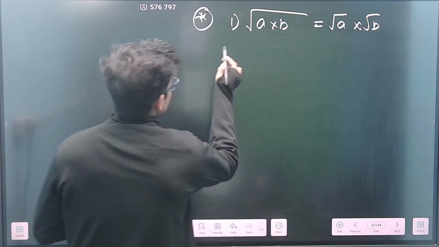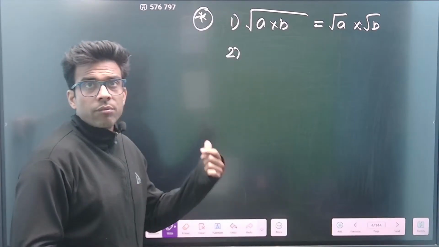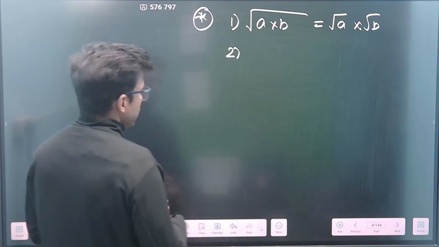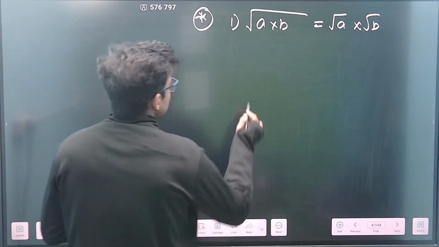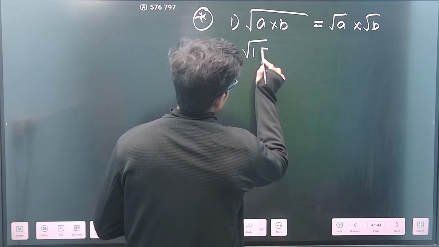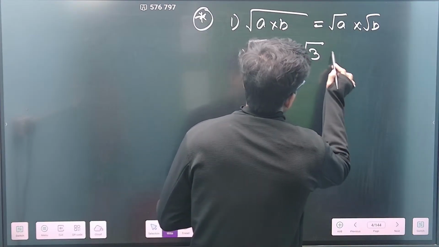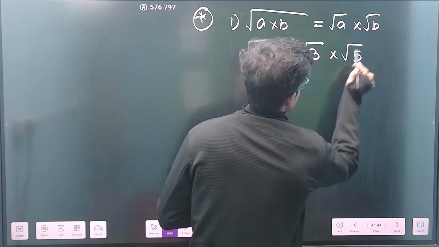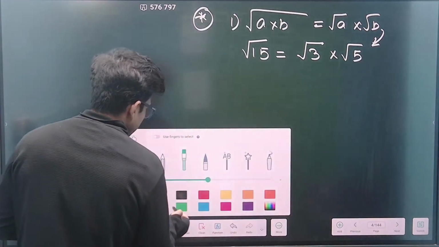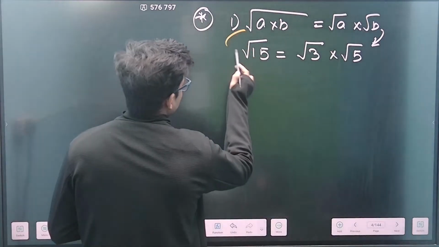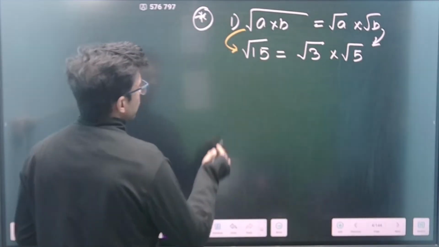If I go for the second one, there are a lot of formulas in this case. Let me make you understand with an example. If I write root 15, I can write it as root 3 multiplied by root 5. This is the formula, so you should know this. This is also one of the ways of writing.